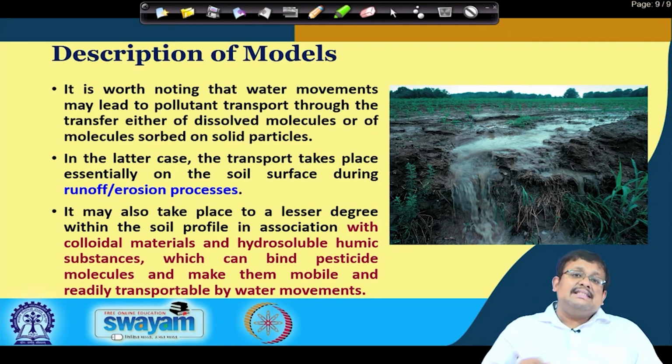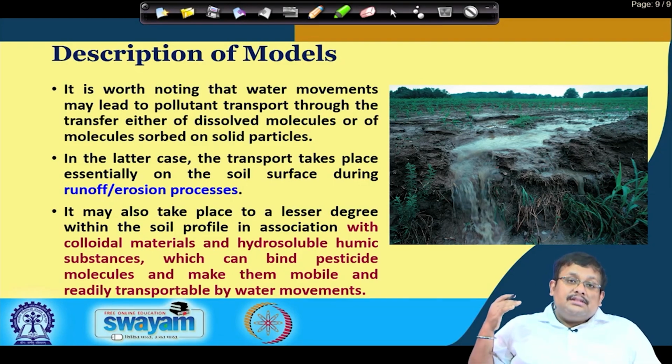So, in the latter case, the transport takes place essentially on the soil surface during the runoff erosion process. And third point is, it may also take place to a lesser degree within the soil profile in association with colloidal materials and hydrosoluble humic substances.